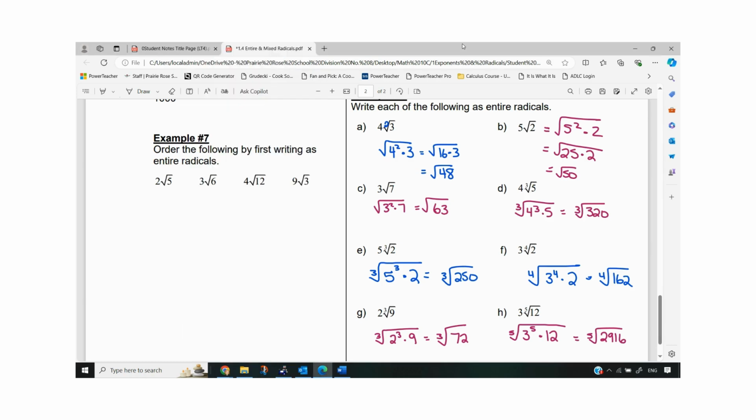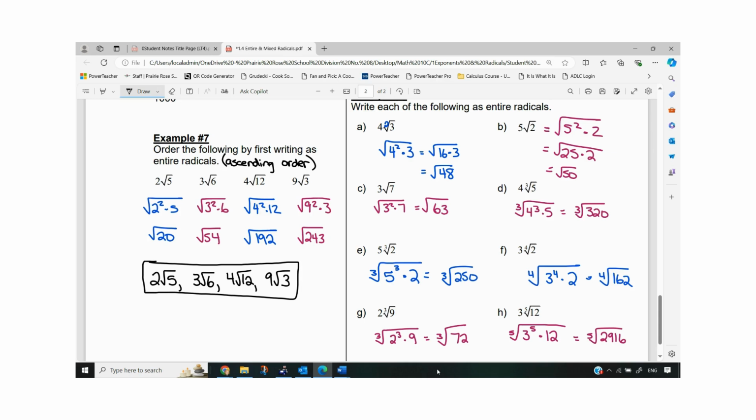So example 7, I'd like you to try on your own. You're asked to order the following by first writing as entire radicals. Now it doesn't actually tell you how to order, so let's go with ascending order, which would be ordering from least to greatest. So what you're going to do is take each of those mixed radicals, convert them to entire radicals, and then order them from least to greatest. So let's take a look at your work.